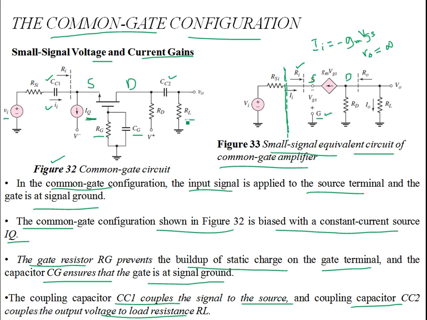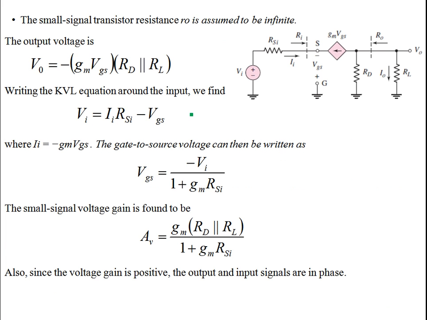Right now, in this small signal model, the small signal transistor resistance R0 was assumed to be infinite. We have ignored this resistance. Otherwise there would have been a resistance R0 between source and drain terminal like this. So we have ignored this. R0 is infinitely large, so we don't need to bother about it.